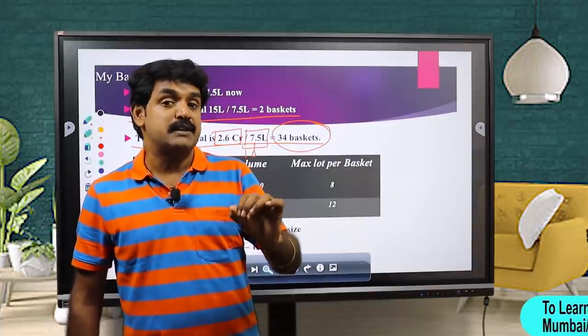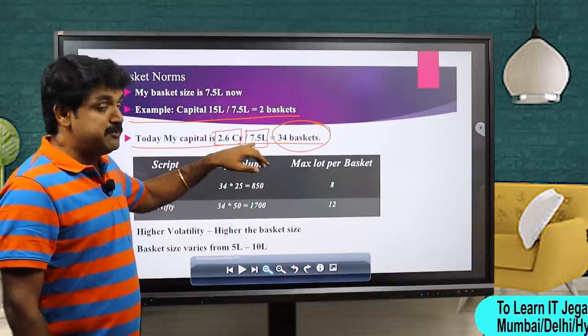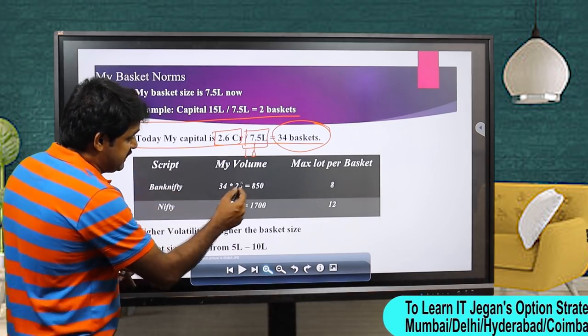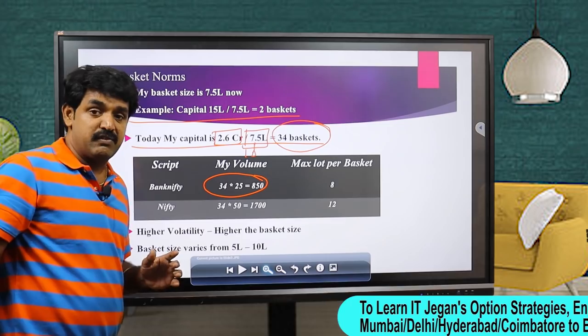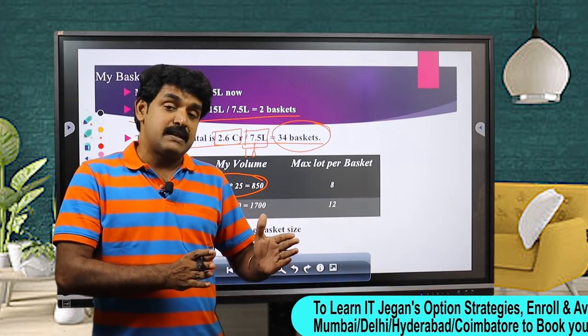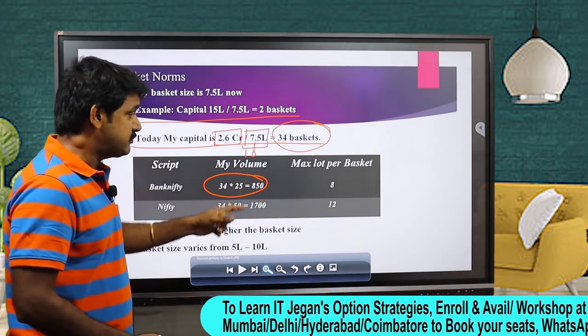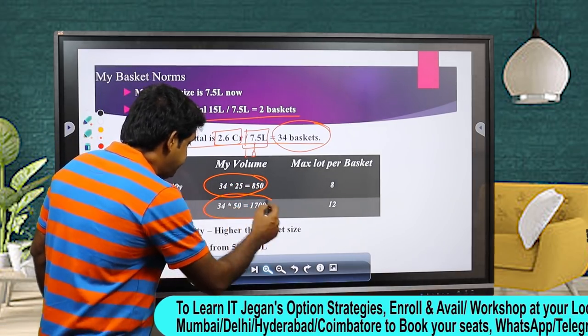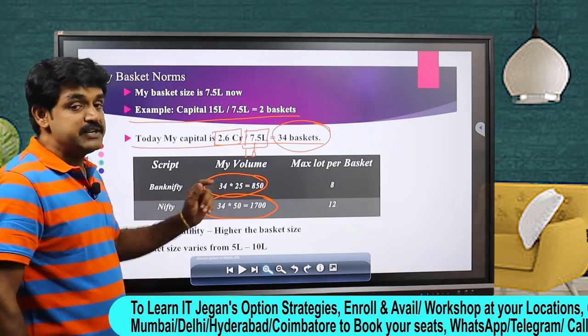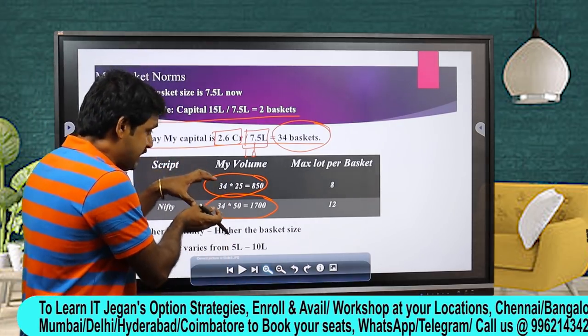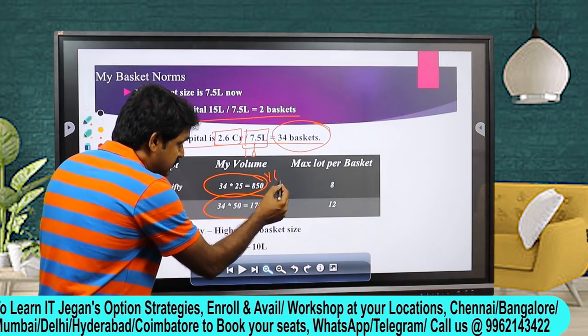How did I arrive at these 34 lots? Total capital divided by 7.5 lakhs. So for Bank Nifty, it is going to be 34 into 25, which is 850. So anytime I want to sell options either through basket or through algo, it is going to be 850. And for Nifty, it is how much? 34 into 50, it is going to be 1700.